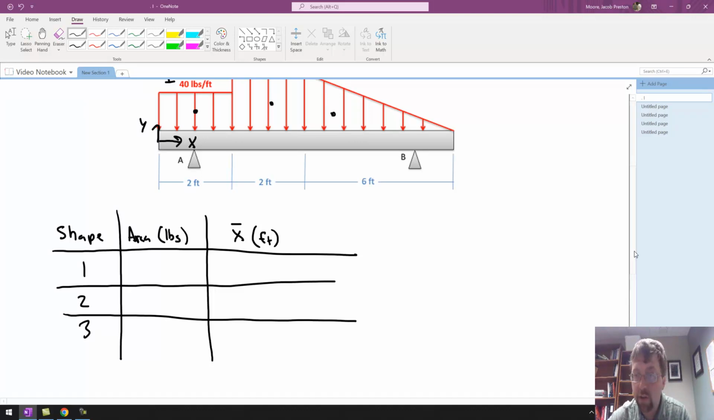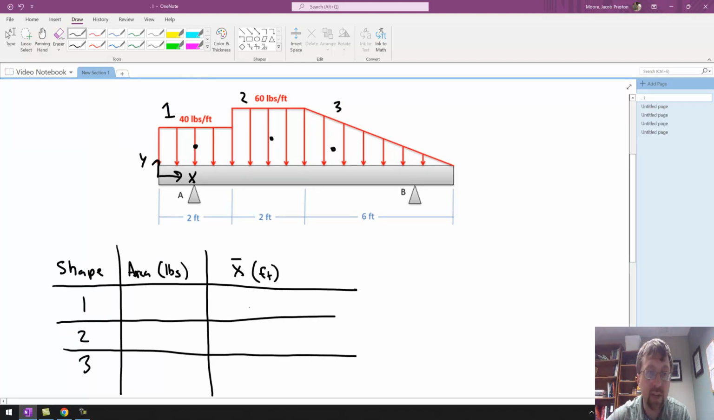Alright, so shape number 1, it's just a rectangle, so base times height. So 40 times 2, I have 80 pounds is my area. Shape number 2 is another rectangle, so 60 times 2, base times height, is going to give me an area of 120 pounds. And then number 3, I've got a triangle, so it's 1/2 base times height. So the height is 60, the width is 6 feet, so 1/2 times 60 times 6 is going to give me 180 pounds is the area of that last piece.